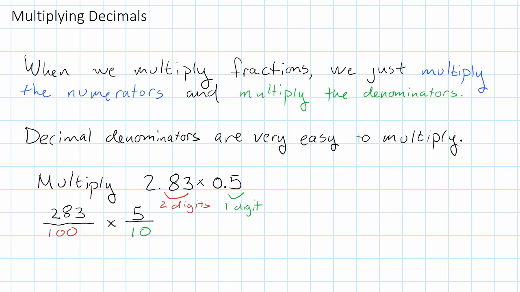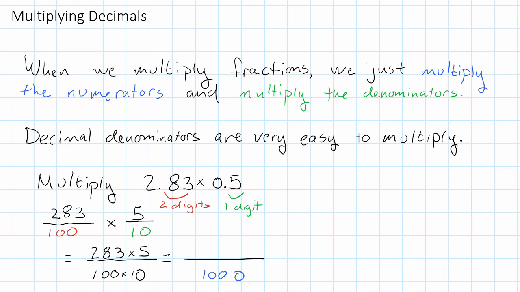Okay. To do this multiplication, we just multiply the numerators, multiply the denominators. Now, multiplying the denominators is super easy, right? We just total up the zeros. We get 1,000 in the denominator.